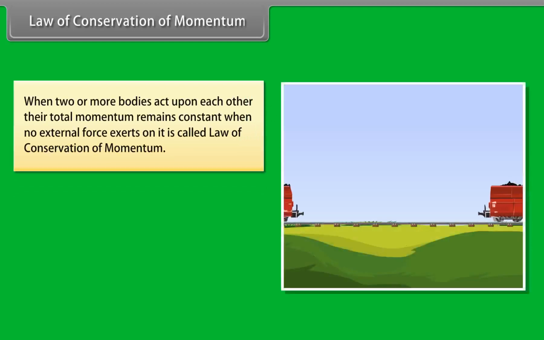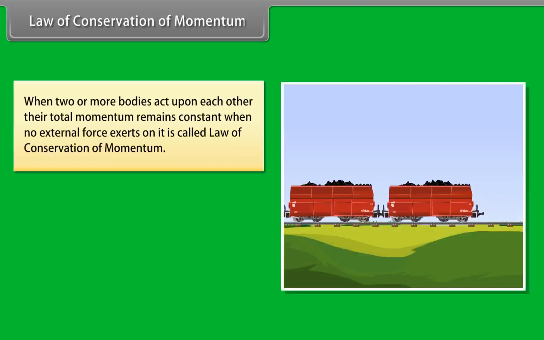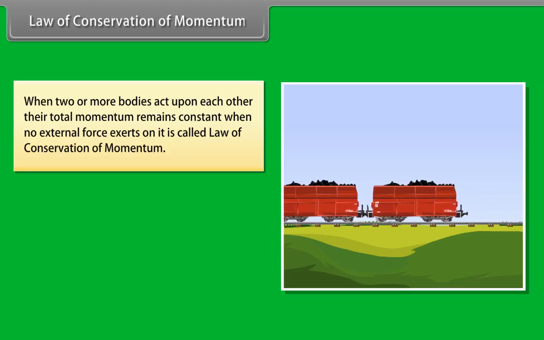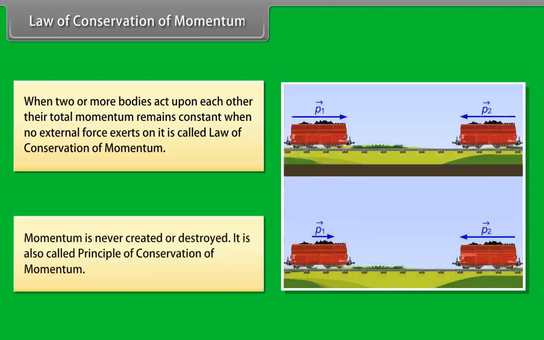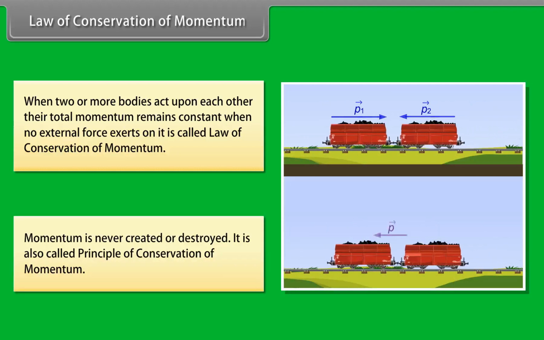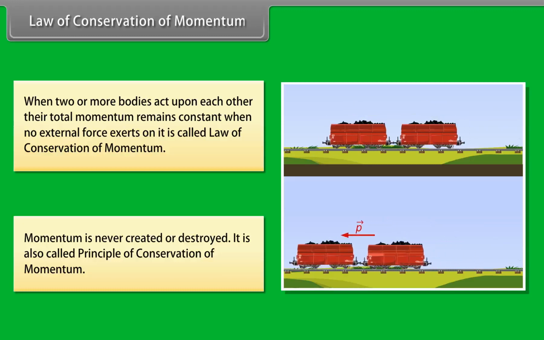When two or more bodies act upon each other, their total momentum remains constant when no external force acts on it. This is called the law of conservation of momentum. Momentum is never created or destroyed. It is also called the principle of conservation of momentum.